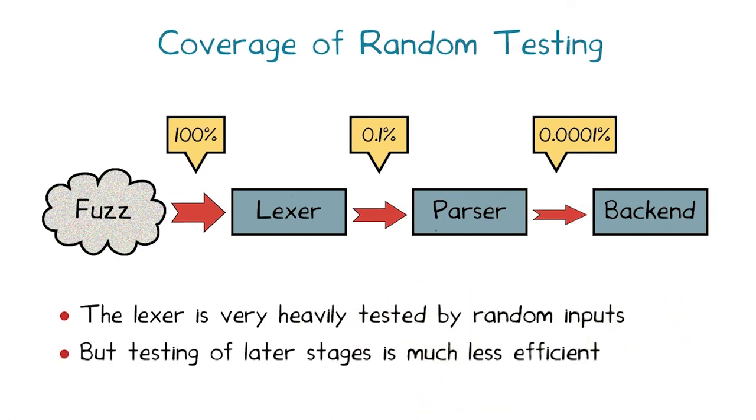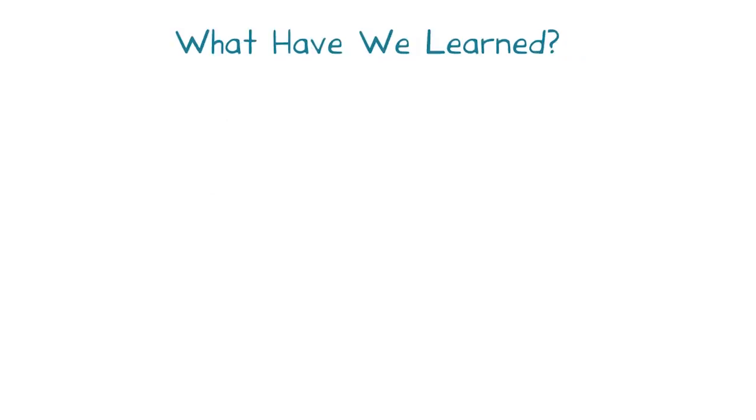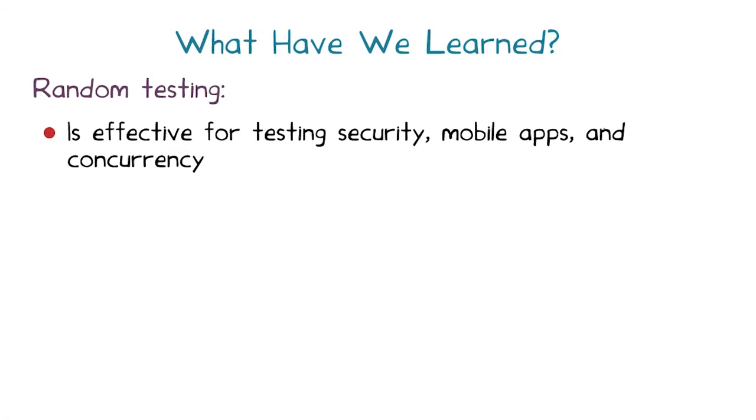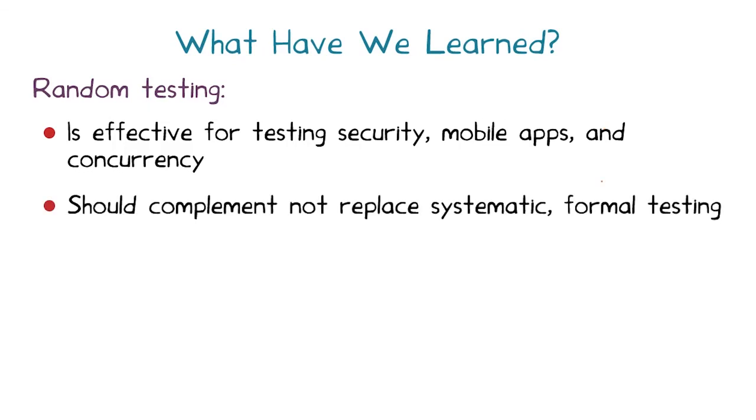In the next lesson, you will be introduced to different ways of generating test inputs that would be more appropriate for testing different parts of complex systems like this compiler. Before we conclude, let's summarize some of the key points about random testing that you should take away from this lesson. Random testing is a powerful technique in certain domains, including testing mobile apps and programs running in parallel. However, random testing should be used to complement rather than replace systematic and formal testing.